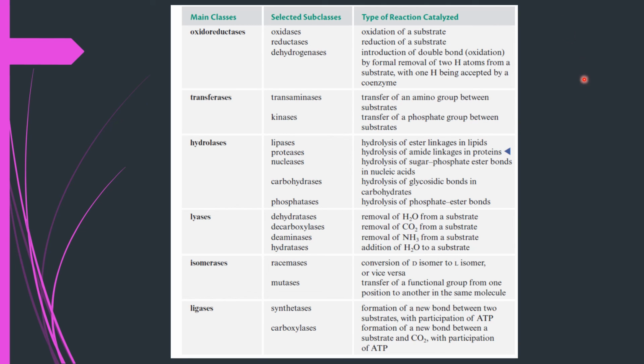This is the table for the summary of the six main classes of enzymes: oxidoreductase, transferase, hydrolase, lyase, isomerase, and ligase. These are the selected subclasses and the type of reaction they catalyze. Okay, so this is the summary.